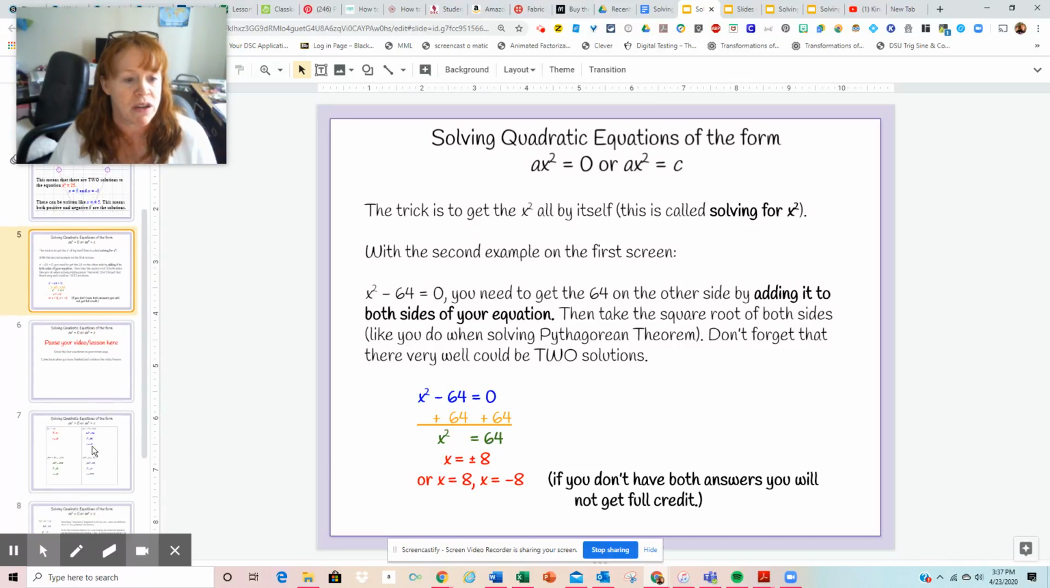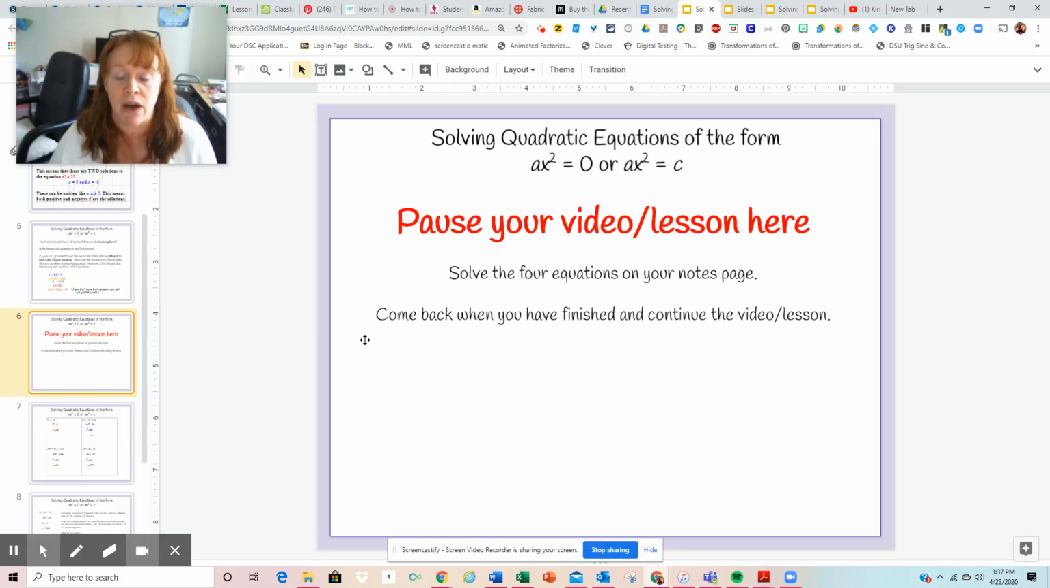And if we move on to the next slide, I'm going to ask you to pause and take a look at that notes sheet. I want you to complete those 4 equations that are on your notes. Come back when you finish those first 4 equations.